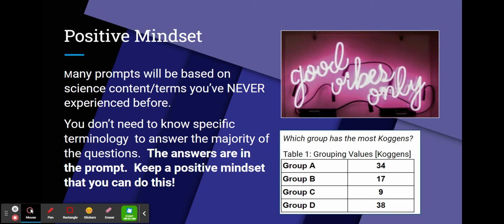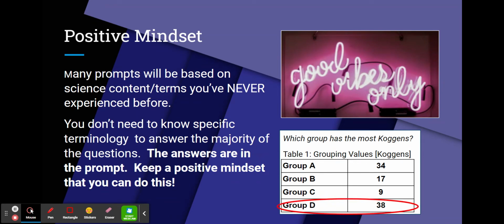Just read what they're asking you for, and the answer is in the prompt. You can do this. So, quick example on the right. We've got, which group has the most Cogans? Well, it doesn't matter if you know what a Cogan is or not. I just made it up. So, which has the most? You can look at the table and see that group D has the most with 38.